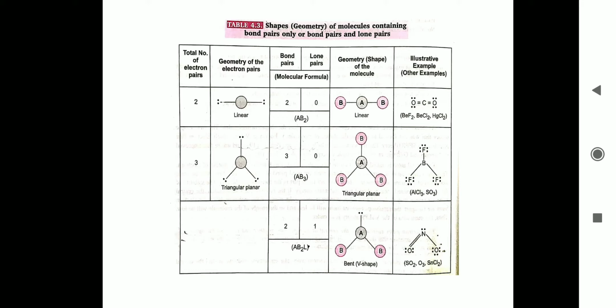Again, there is another case with 3 electron pairs: if the number of bond pairs is 2 and the number of lone pairs is 1, then the geometry will be triangular planar, but the shape will be bent or V-shaped, as shown in the table. Examples are NO2, SO2, ozone, SnCl2, etc.